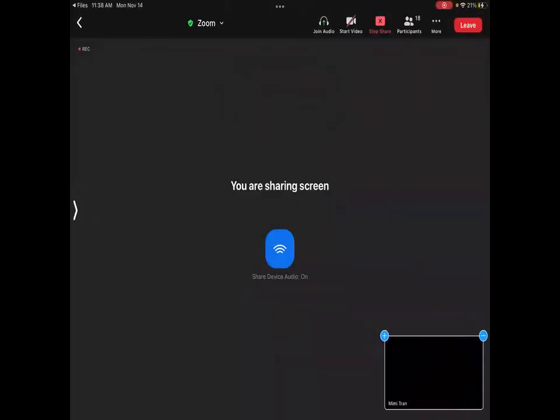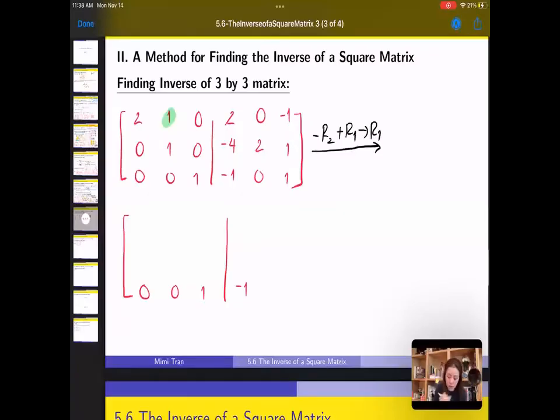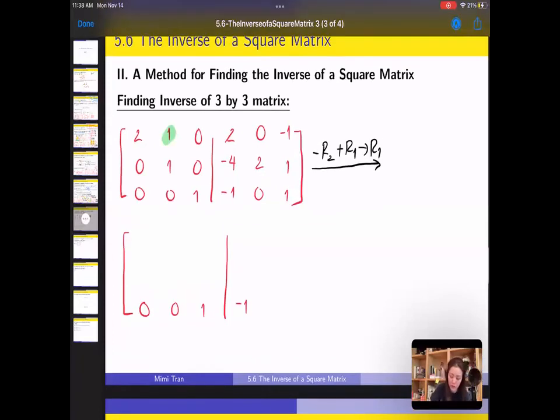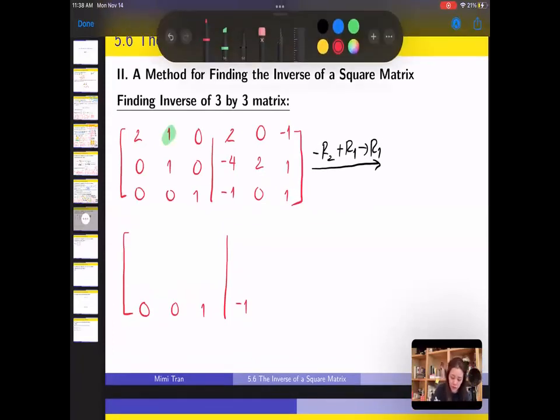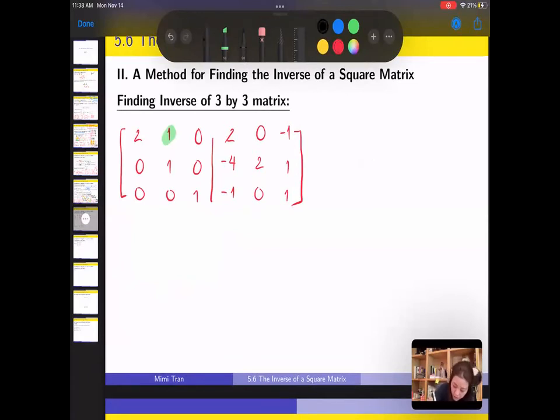Oh, we're almost done. Oh, I write too large now. I don't have enough space. Give me a second, okay? Let me erase that. I write too large because I need space. So negative R2 add to R1, give me new R1, like that. It's fine.